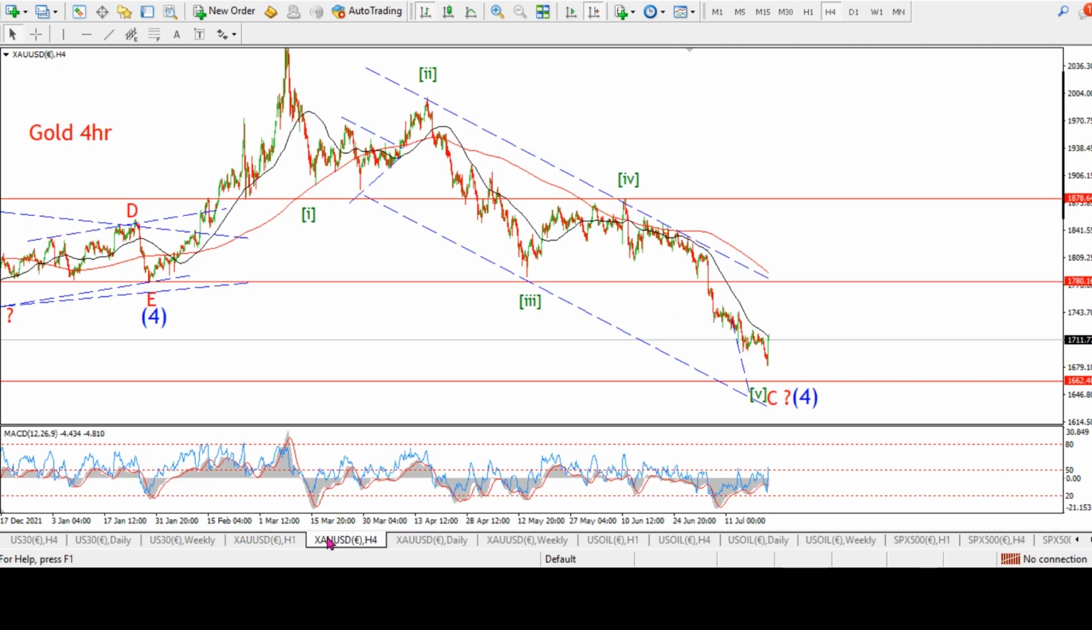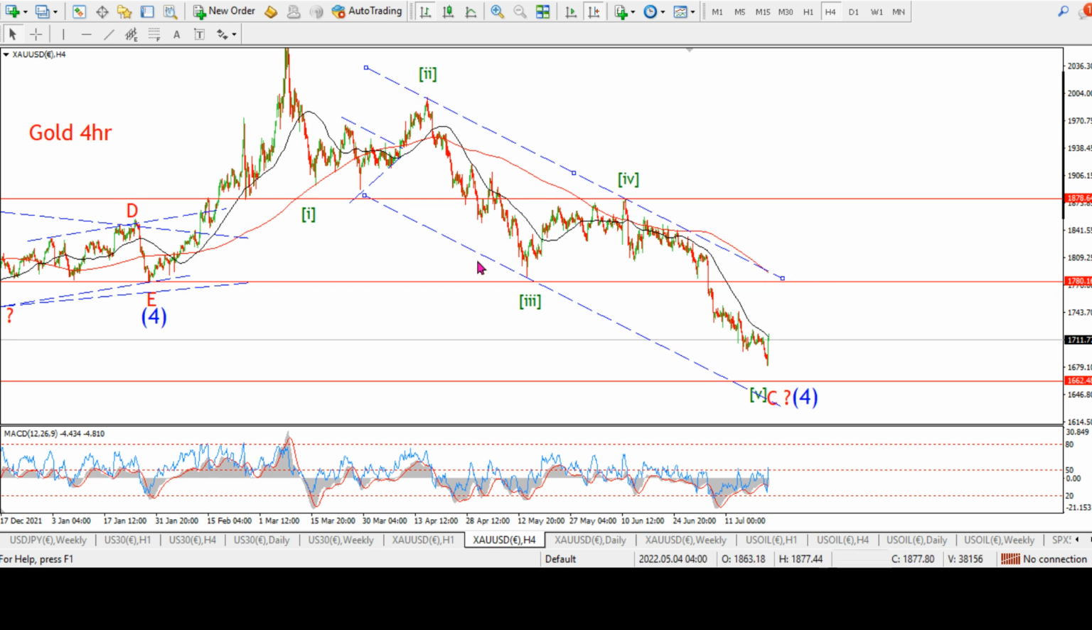Okay, this is the 4-hour count for gold. As we realized a few weeks ago, the wave C of 4 idea came into play here rather than the wave 1 and 2 that we had been working with previously. And we spilled lower in a pretty substantial manner.